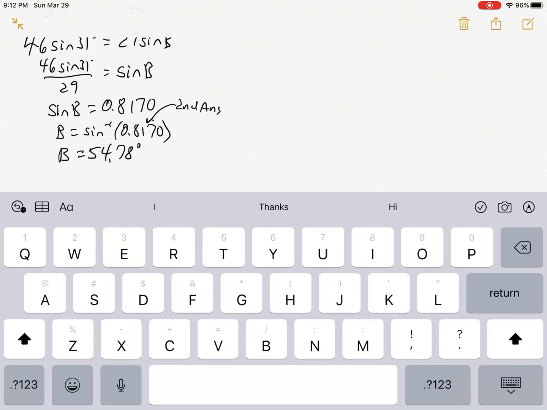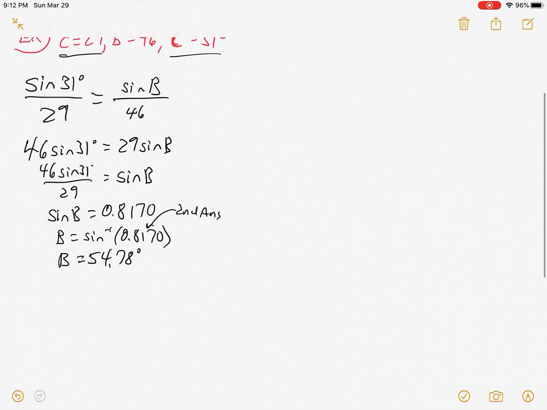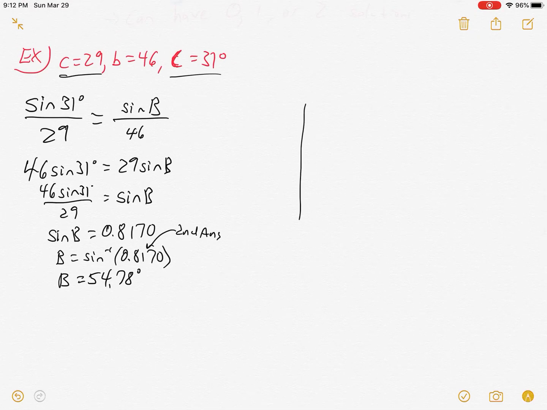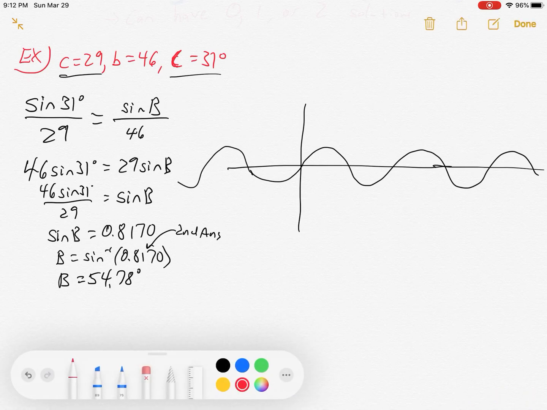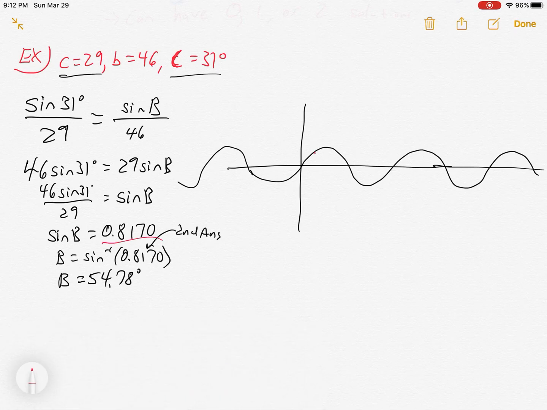What did we just do? Well, we just asked the calculator this. We said, calculator, tell me, when does a sine curve, which goes on and on and on, become 0.817? Well, that's about here, right? And it hits it there, and around here, and around here, and around there. There's an infinite number of answers. How could they give us this one answer?